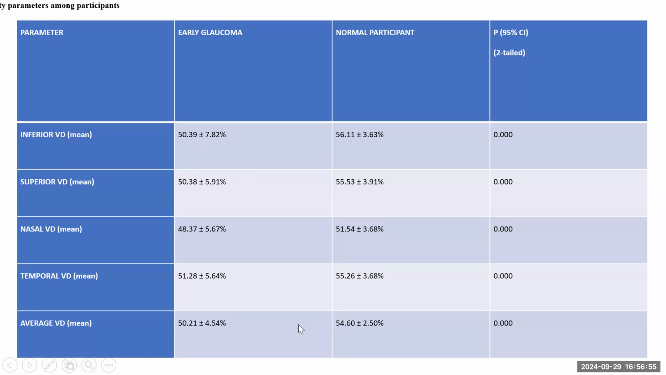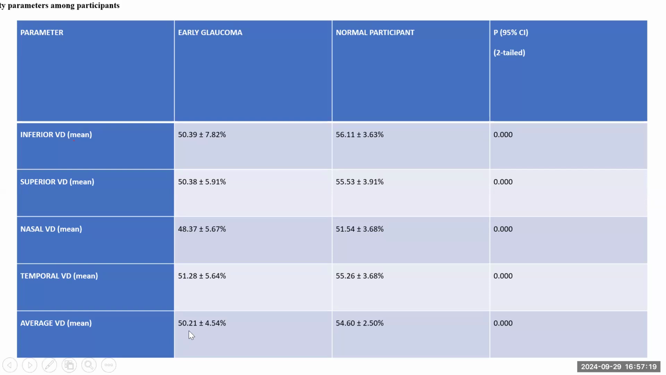So typically, the average is when you add up inferior, superior, nasal, and temporal and divide by 4. The machine renders it too on the printout. So the average for the normal eyes was around 54.6 plus or minus 2.5%. That's to say from 52 to 56.